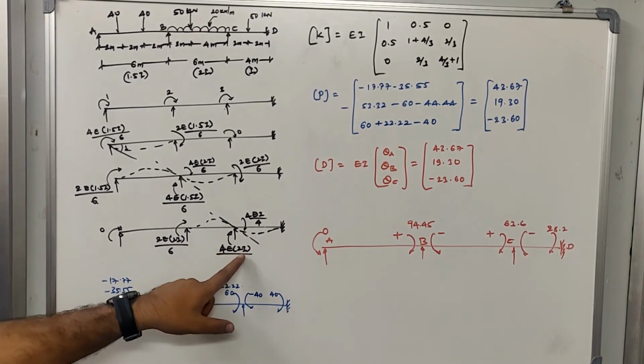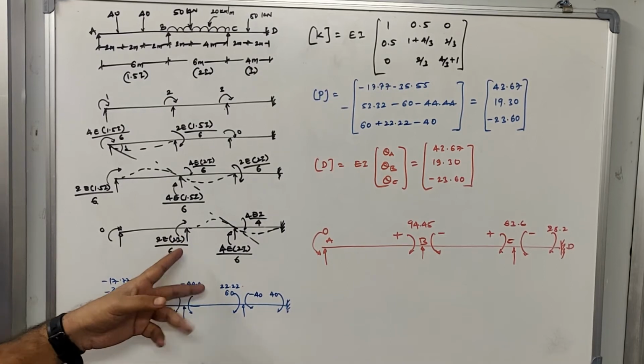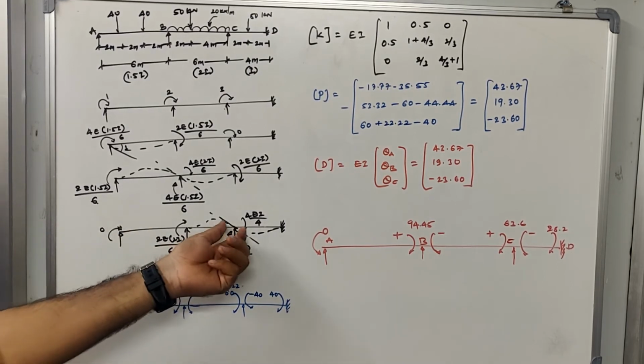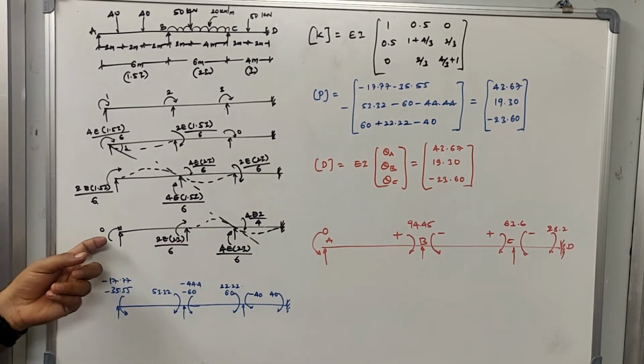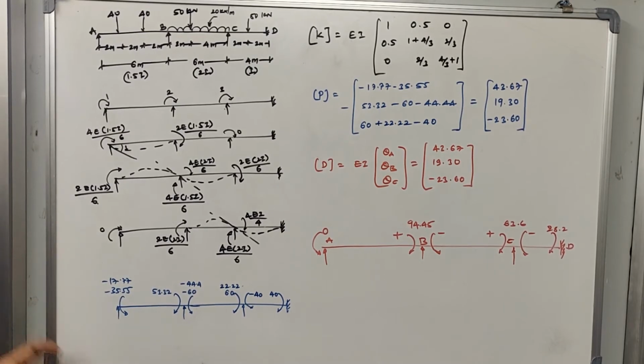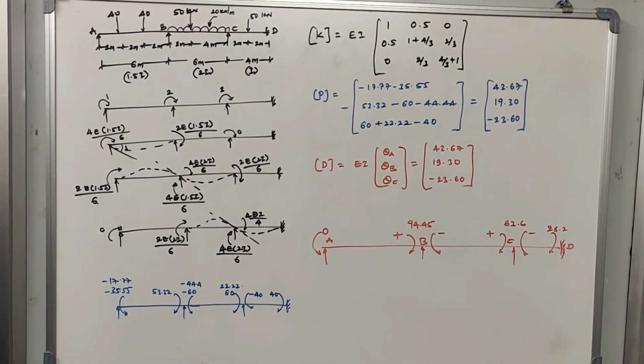Now the moment that will be sent to the far end will be 2E into 2I divided by 6, and we know that because of application of unit rotation at the third coordinate, there is no moment subjected at the first coordinate. Okay, now once you draw all these diagrams, once you identify all the moments that are created because of application of unit rotation at the first, second and third coordinate respectively, the next step would be to solve the stiffness matrix.